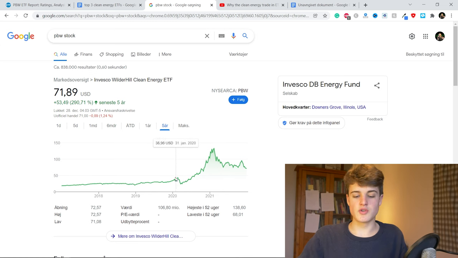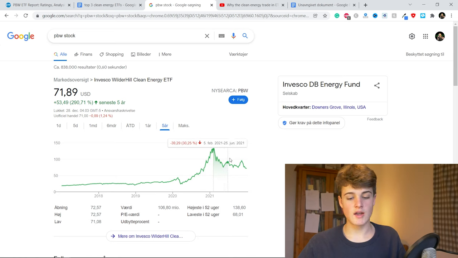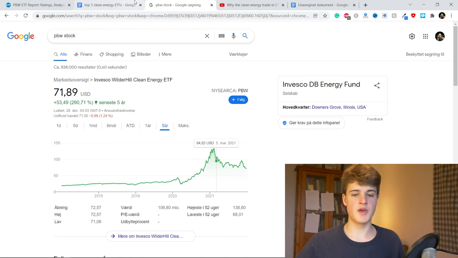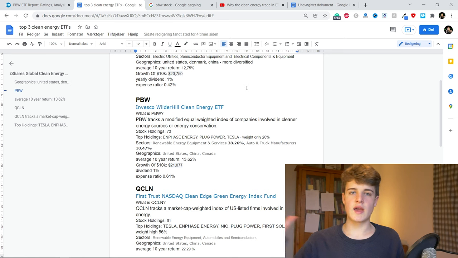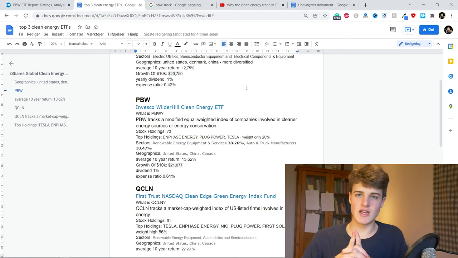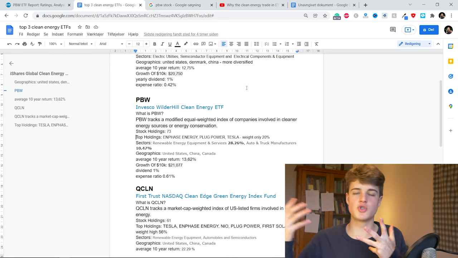You can also see that from 2020 to the peak, it grew like 250-280%, but it has now come down about 40% and traded sideways for a bit. So again, you're buying this ETF for the long run. Don't buy this for some short-term gains.